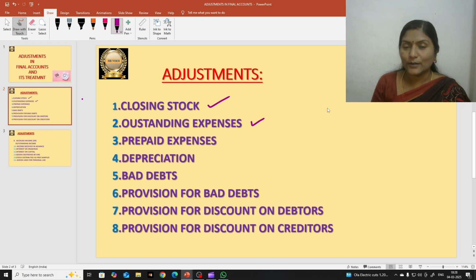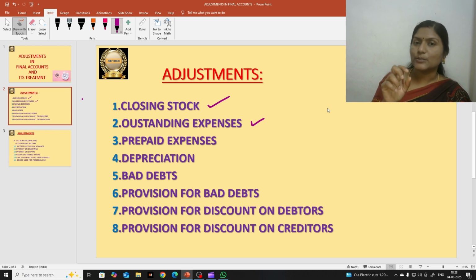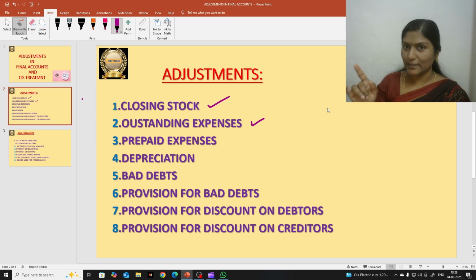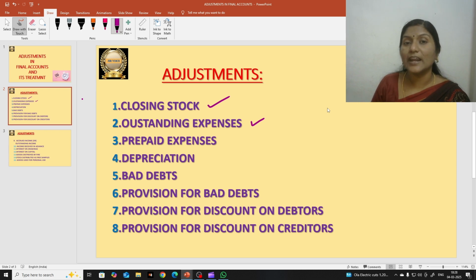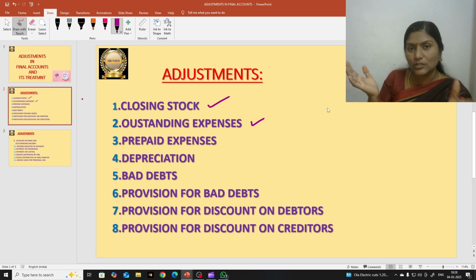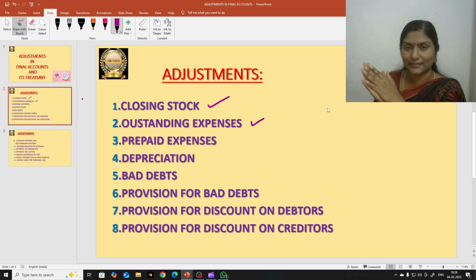Let me explain it once again. Outstanding expenses. Expenses we record in trading account, a few expenses, and in profit and loss account, a few expenses. Suppose the outstanding expense is outstanding rent. Outstanding rent means it is nothing but outstanding office rent. So rent we record in the profit and loss account debit side. So this outstanding rent we should add to that rent.